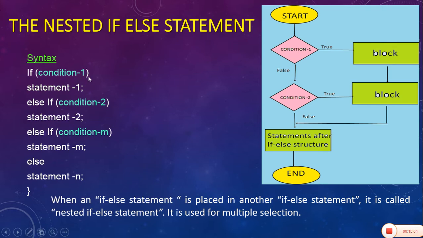if statement is with condition number 1 and statement number 1, and its else contains another if else statement, and this else contains another if else statement. Now let's see all the possible cases for the nested if else statement.